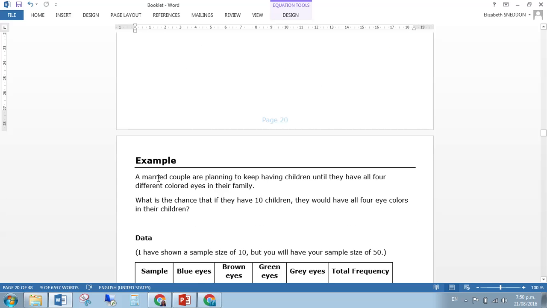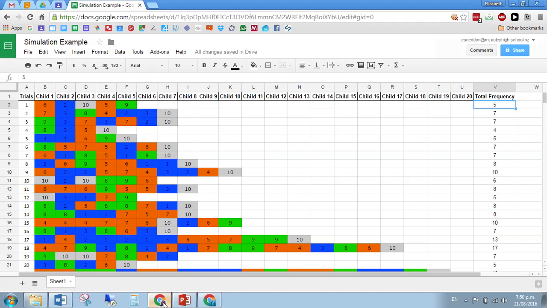So let's have a look. Ignore the data shown below that I printed; I've done it in a different way now. What we want to know for this example is what is the chance, and there's that keyword chance, which is another way of saying probability, that if they have 10 children, they are going to get all 4 eye colours. On our sheet we've created up to 20 children, but this particular example wants to know if they just have 10 children.